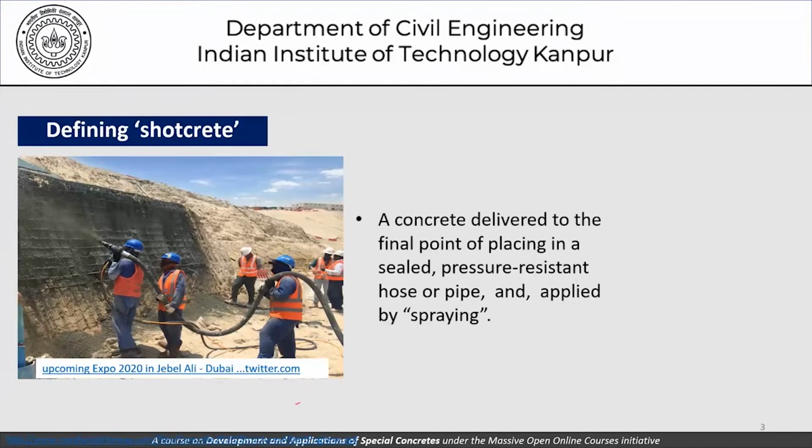Now, defining shotcrete means this is a concrete which is delivered to the final point of placing in a sealed, pressure-resistant hose or pipe and is applied by spraying. So what we are talking about is that concrete is being delivered through this hose, which contains the concrete, of course, and it is a sealed, pressure-resistant hose or pipe. So this concrete is being placed on this surface here under pressure, so that when it leaves this place here, it has a certain velocity. How much velocity it has and so on, that's a different story, but it is being placed at this point here through pressure deposition at site.